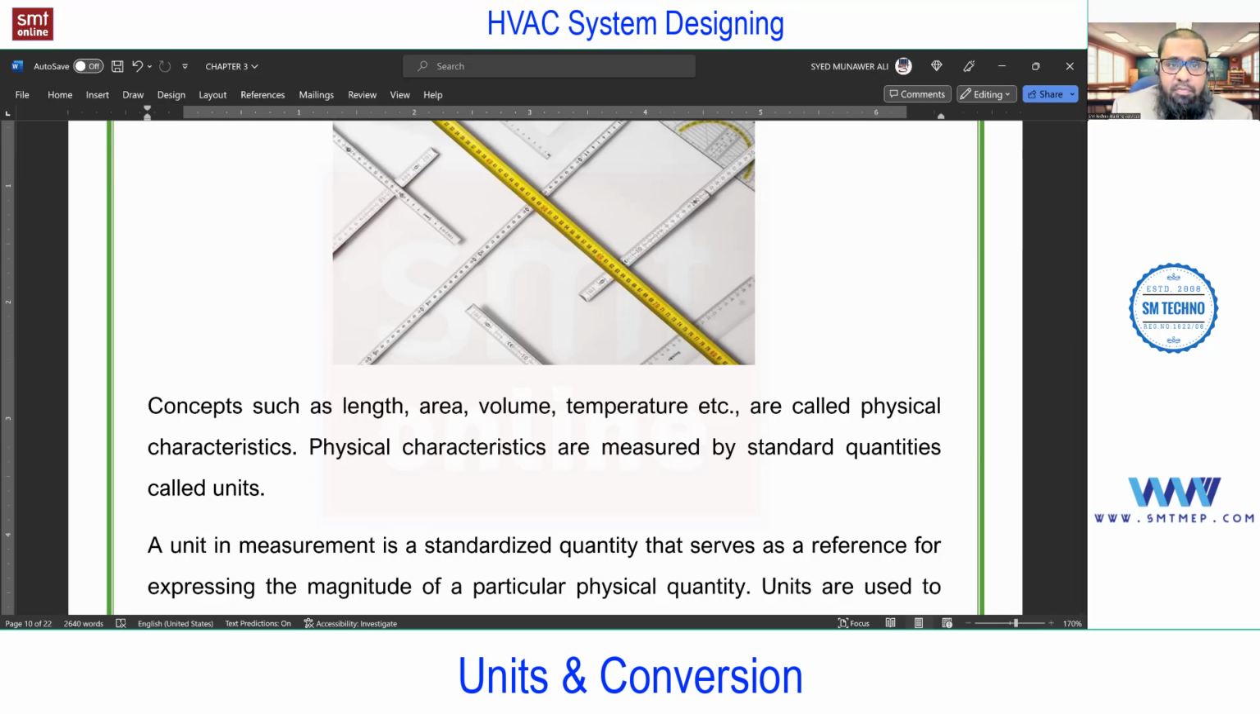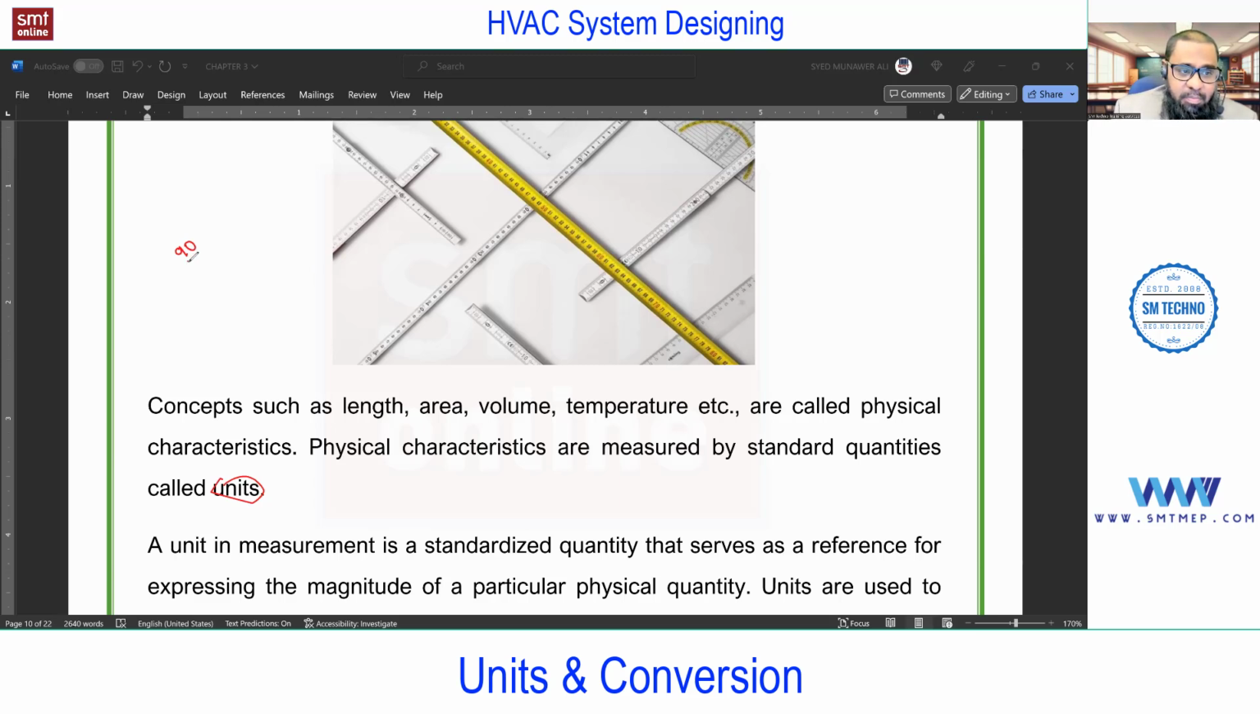For example, first of all, we'll try to understand the importance of this. So first point is what? Concepts such as length, area, volume are called physical characteristics, and the physical characteristics are measured by a standard quantity called units. So what exactly? For example, if I write say 90, it's a number. Okay, it can be length, or it can be area, or it can be your age, or it can be anything, or it can be a currency or rupees, etc.